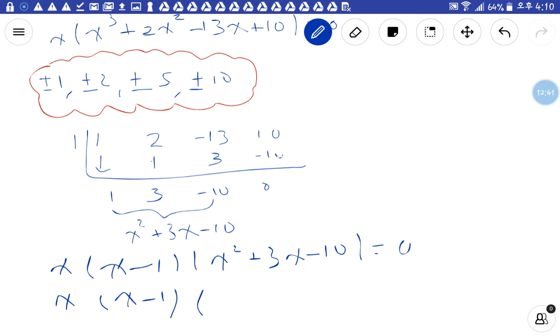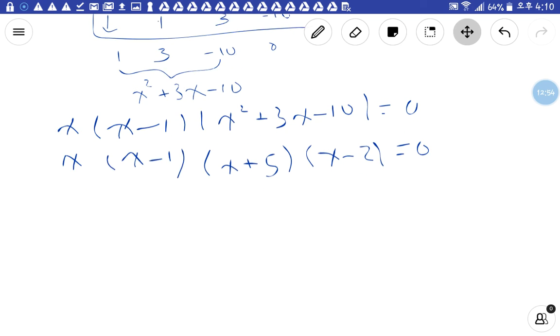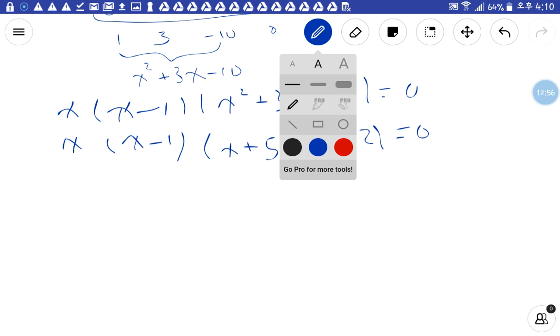2 times 5. 2 and 5, 3 apart. Since 3 is positive, which one needs to be positive? The bigger number. Right? So now, I can find all my roots.